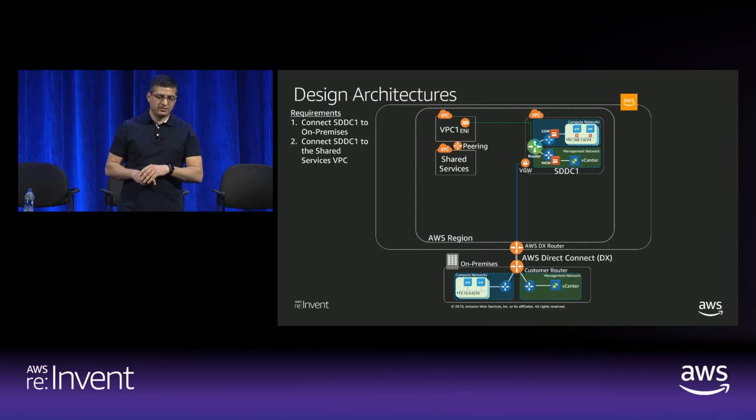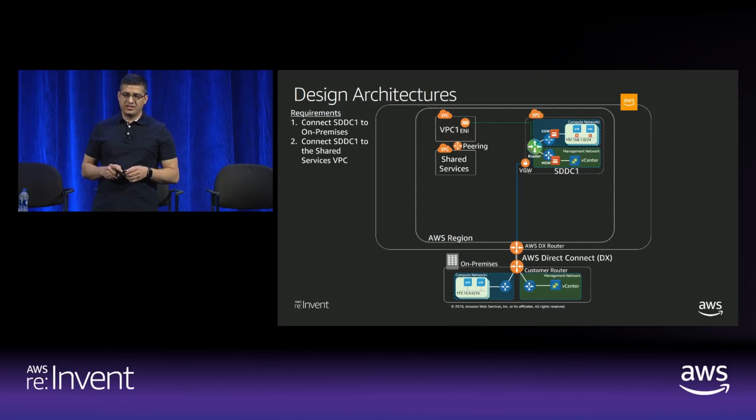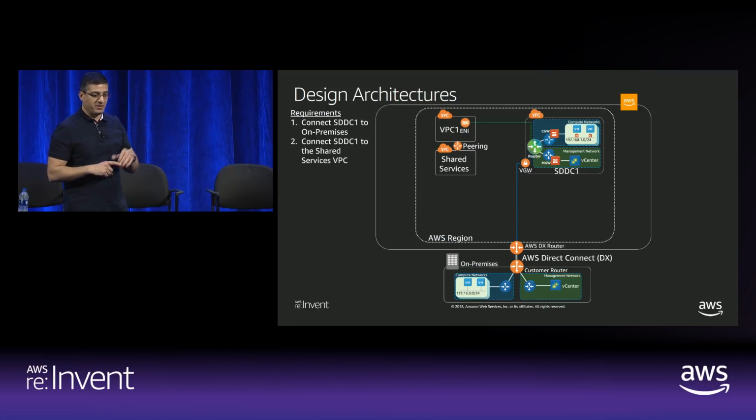So we got this one checked. Next requirement we got is that we have a set of services that runs in a shared services VPC. That shared services VPC has services that need to be utilized from VPC 1. So they already created the peering, right? And they said, we also need to access these services from SDDC, like VMware workloads running in SDDC. Go and figure it out for us.